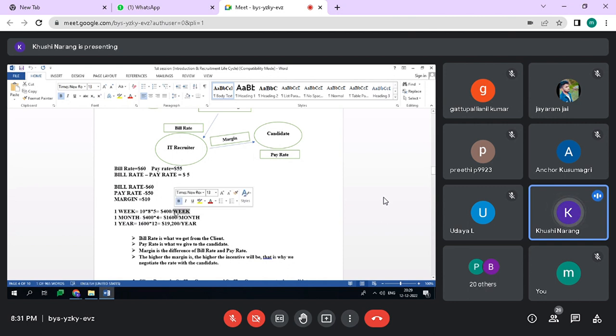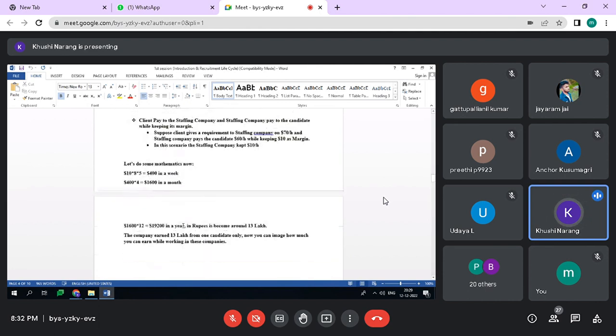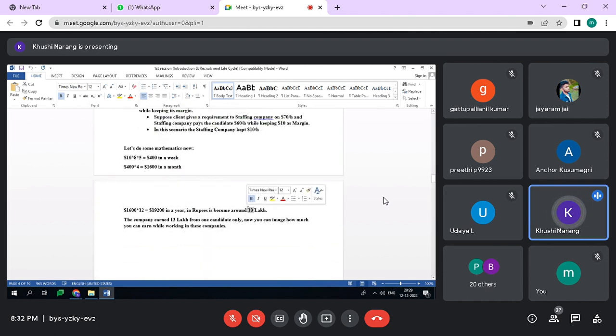And if we calculate it for 1 month, that means $400 into 4, as we have 4 weeks in a month, right? Which is equal to $1,600 per month. And for 1 year, it is $1,600 into 12, because we have 12 months in a year, correct? Which is equal to $19,200 per year from a single candidate that a staffing company is earning. In Indian rupees, it is around 13 lakh from a single candidate. The company earned 13 lakh from one candidate only.